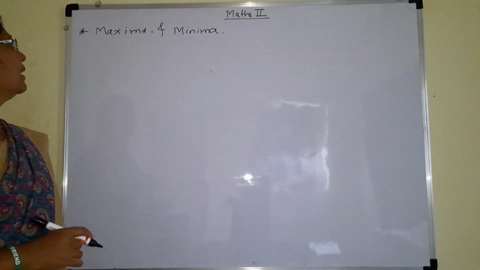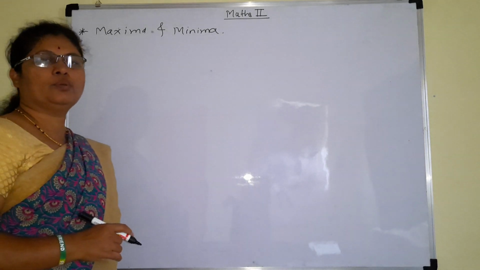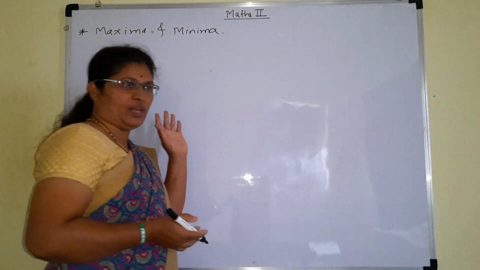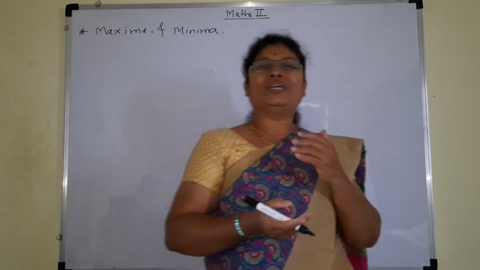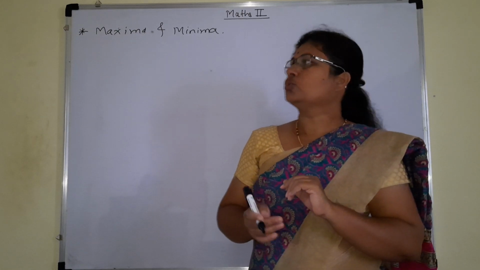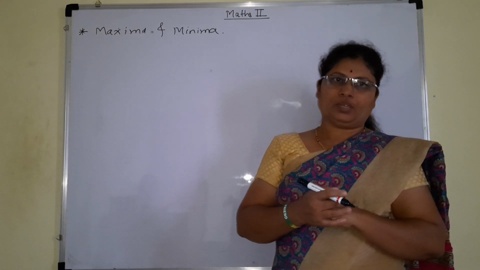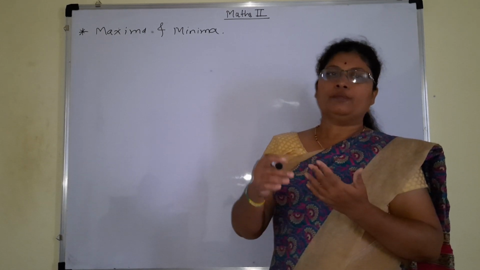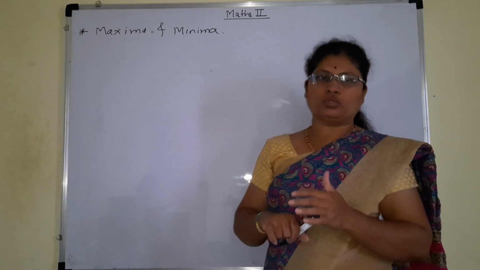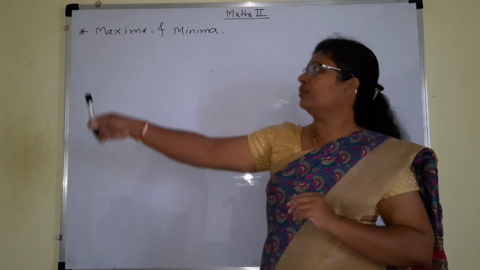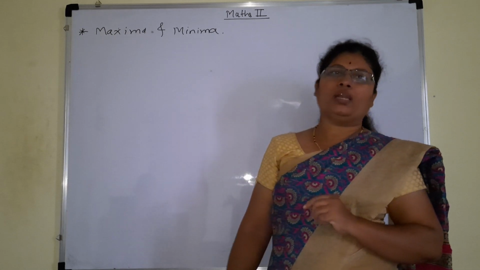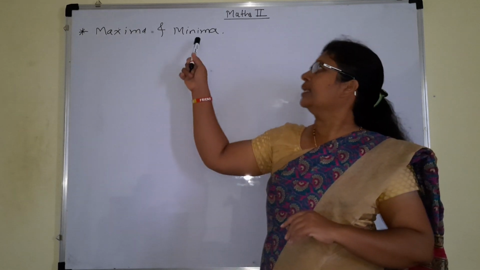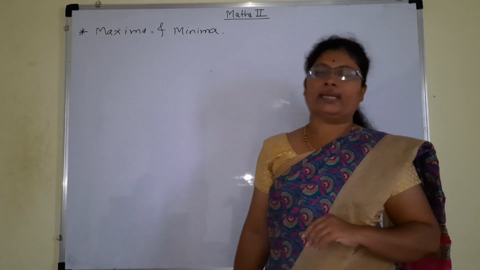First of all, what is maxima, what is minima, or what is maximum, what is minimum? As its name suggests, maximum means the largest value and minimum means the lowest value of that function. We will find that point x at which the function is maximum, or that point x at which the function is minimum. If the function is maximum at x equal to some point c, then that point will be called maxima. And if the value of the function is minimum at some point x equal to c, then that point x equal to c is called minima.